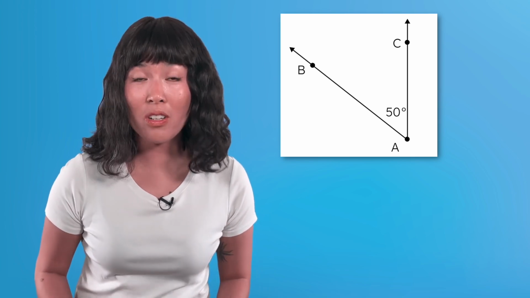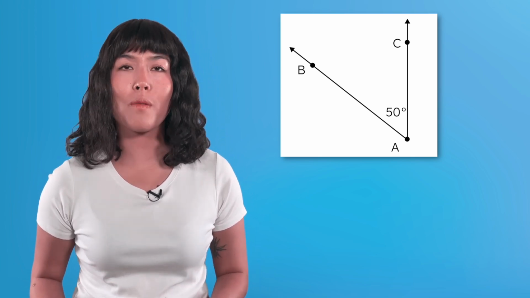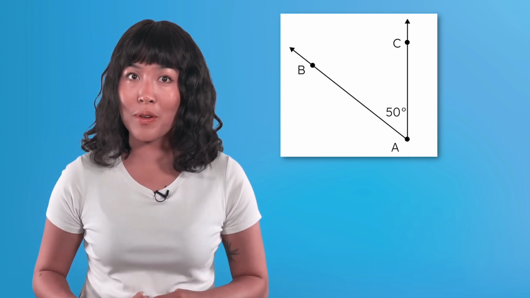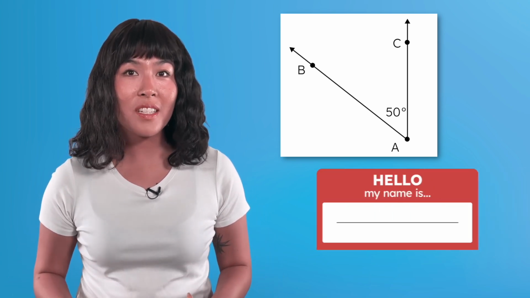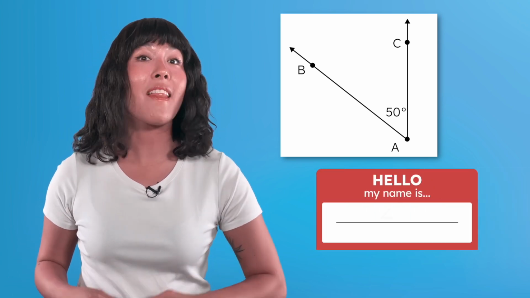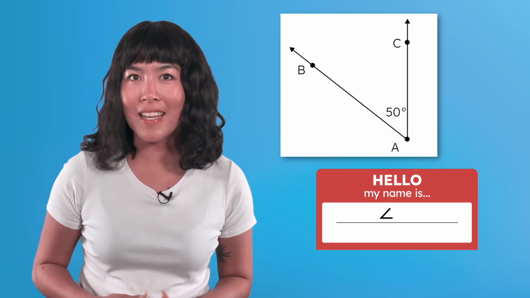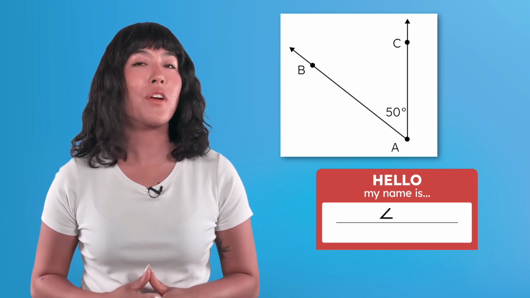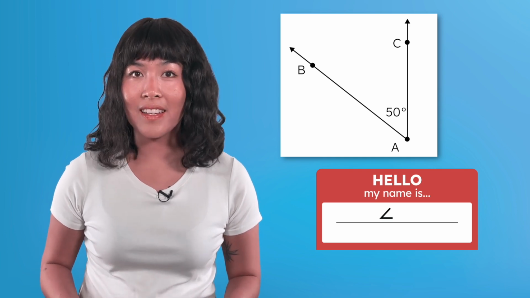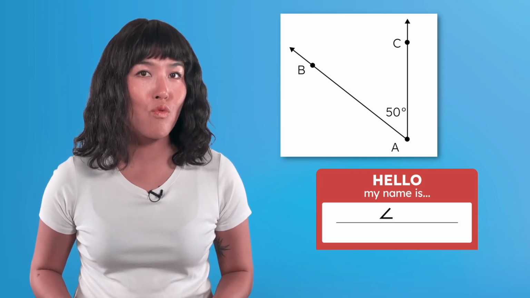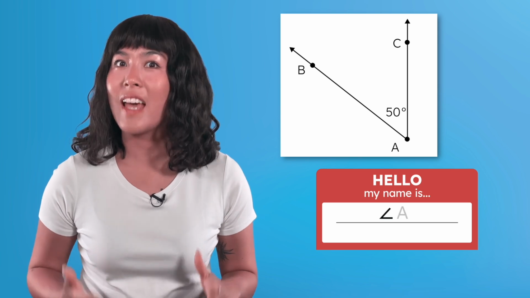So you may recall that an angle is formed when two rays intersect at a common vertex, like this. Let's give this angle a name. First, this is an angle, so we use this symbol, which looks like a mini angle itself, to indicate that we are talking about an angle, as opposed to a line or a ray. Then we can use the letter representing the vertex, which is A.